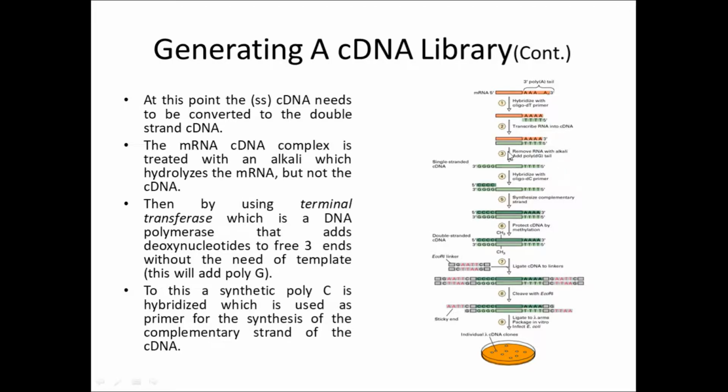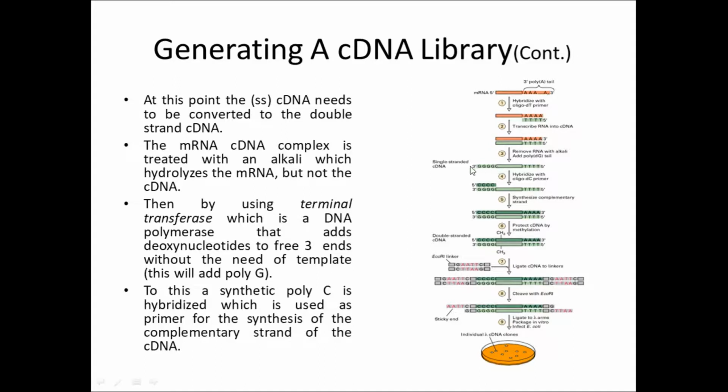Then the mRNA is removed using alkali. We add some alkali solvent and digest the mRNA, because mRNA lifetime is very low. For example, eukaryotic mRNA lifetime is about 5 minutes. So finally single stranded cDNA is produced.